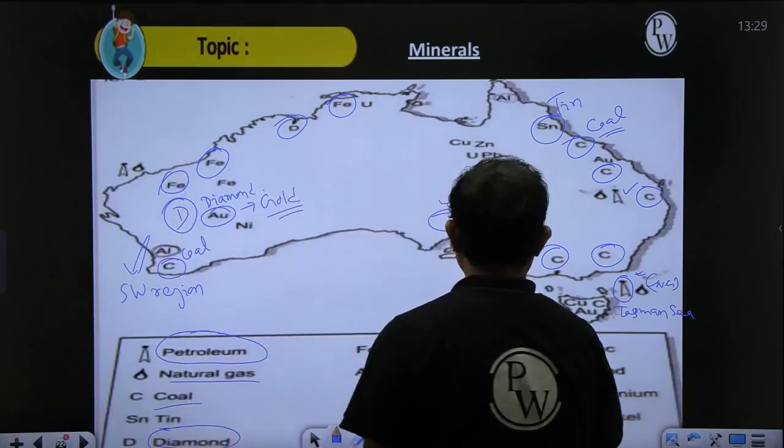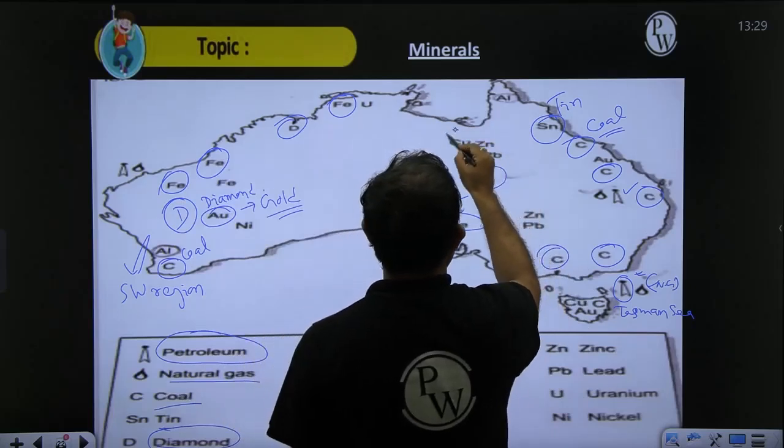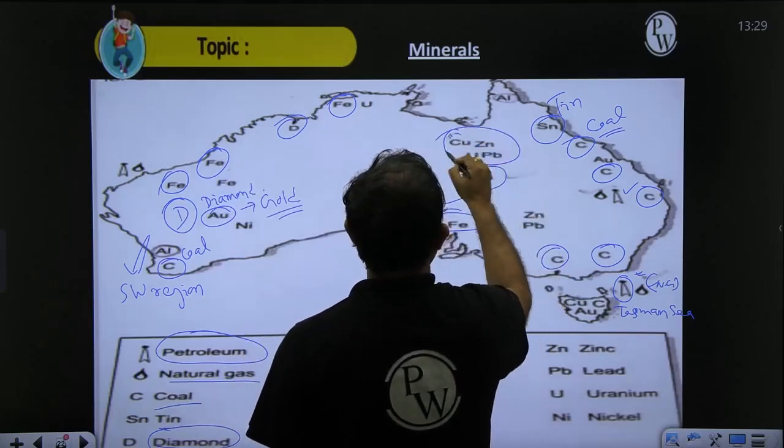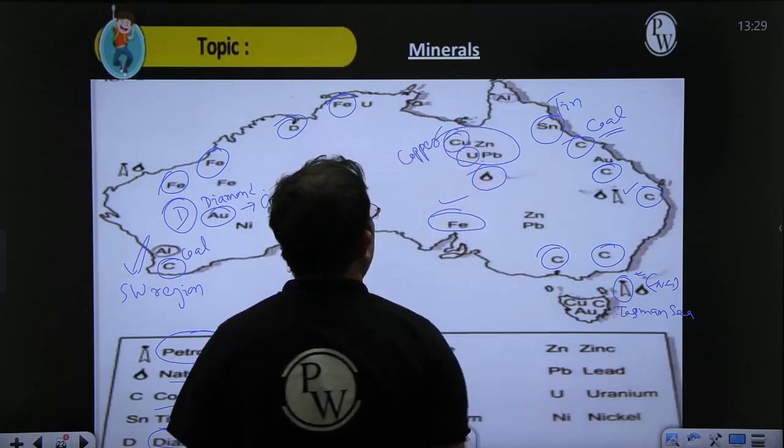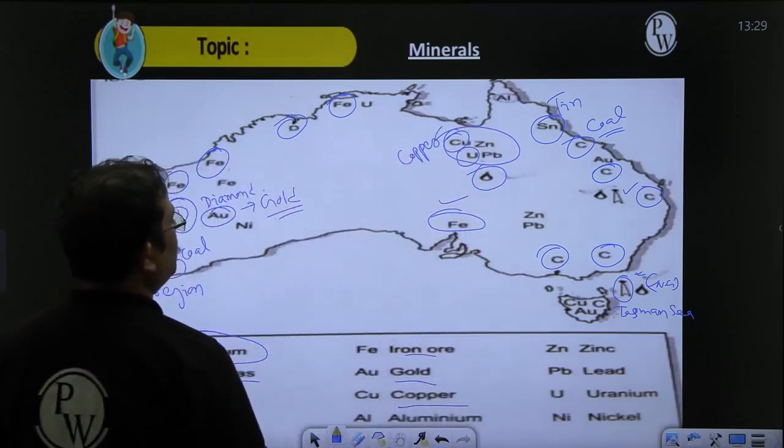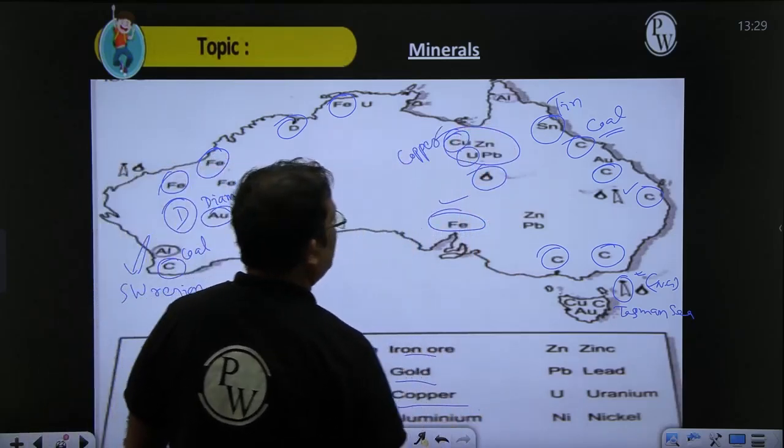Okay. Copper also rich. You can see the copper. Copper in this area. This is copper. Okay. This is copper area in your Queensland province and Northern Australia. You will find. Then aluminium also you will get.